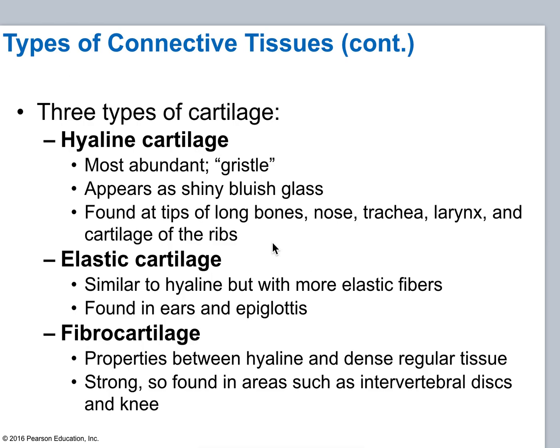There are 3 types of cartilage: elastic, hyaline, and fibrocartilage. And you need to know the difference between these and the locations of where these cartilages are found. Like the hyaline cartilage is found in the tips of the long bone, the nose, the trachea, the larynx. Elastic cartilage is seen in the ears, the epiglottis. Fibrocartilage is seen in the intervertebral disc and in the knee. Let's see some of the differences in the appearance of these cartilages.